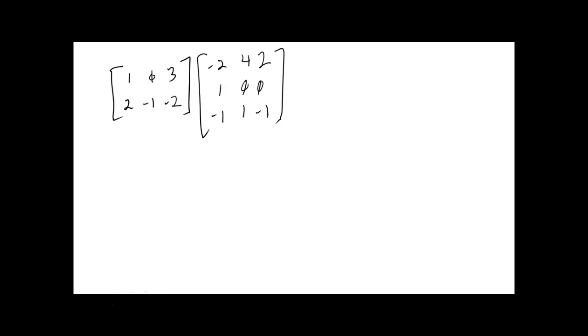Well, first, let's check and see if you can multiply. First, what's the size of the first one? 2 rows, 3 columns, that's a 2 by 3. The second one's 3 rows, 3 columns, that's a 3 by 3. Can you multiply? Yes, you can, because the two middle numbers are the same. So sort of toss them out, and the product matrix will be a 2 by 3. So set it up to do a 2 by 3. That's 2 rows, 3 columns.